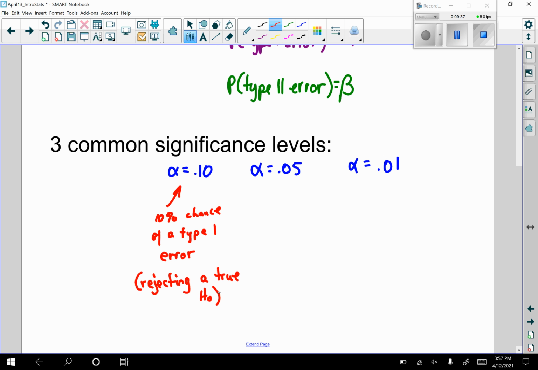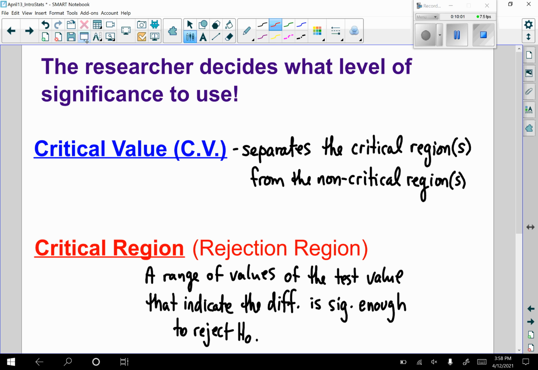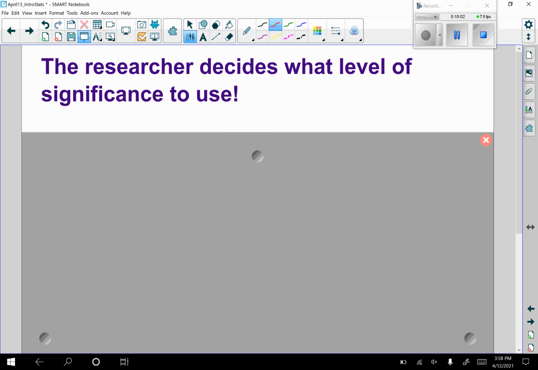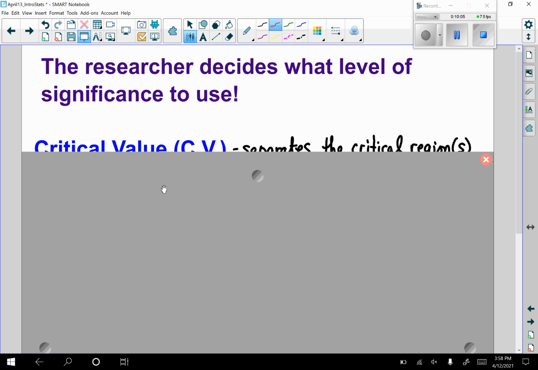Now, in just about all of our examples, we'll be told what significance level to use. But if you were conducting a research study, a research report on your own, you would decide what level of significance you want to use. And you always decide that at the very beginning. You can't change it at the end if the results aren't coming out your way. You just pick your level of significance and then go from there. So again, the researcher decides what level of significance to use.